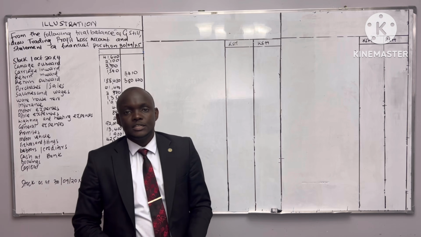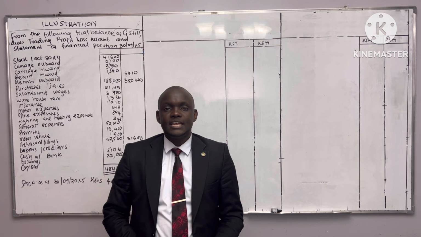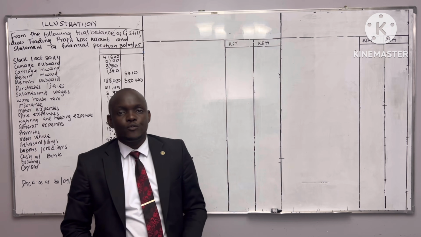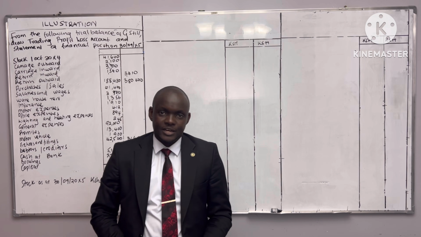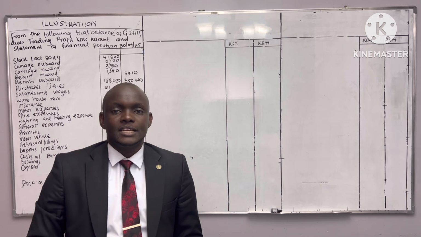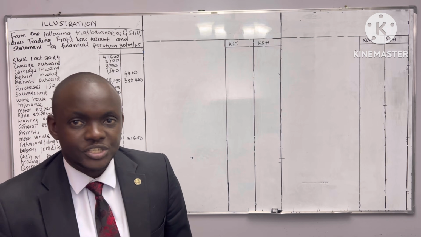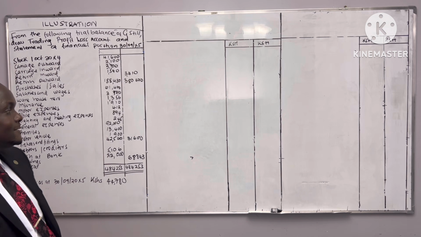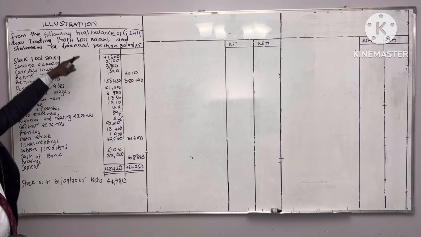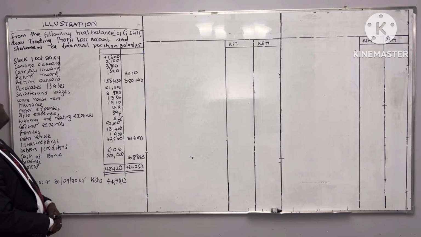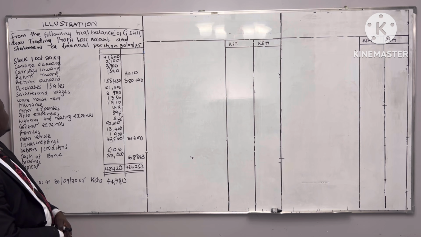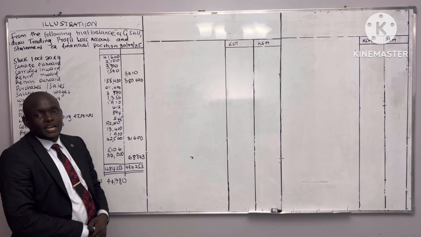Hello guys, let's look at trading profit and loss account and statement of financial position. This is the illustration. We are told from the following trial balance of G Steel, draw a trading profit and loss account and a statement of financial position.